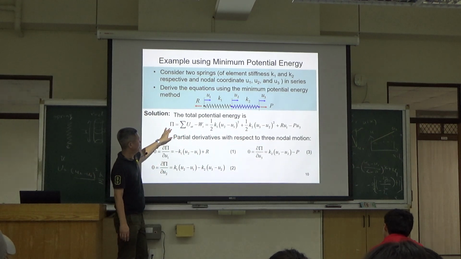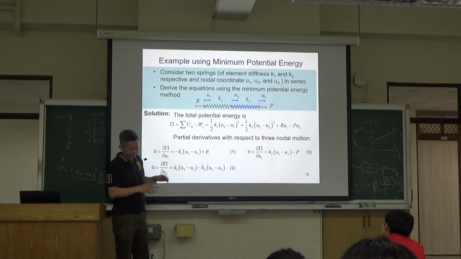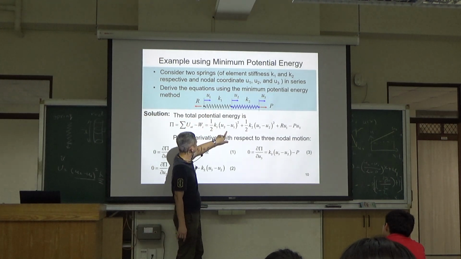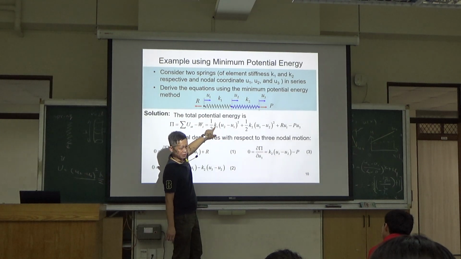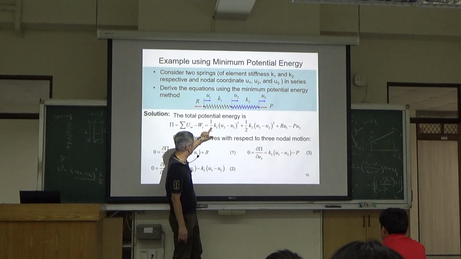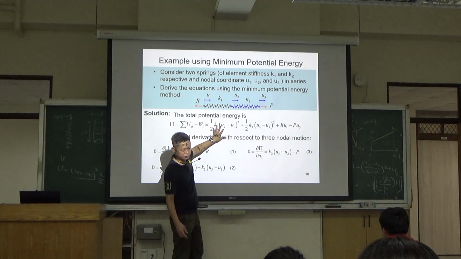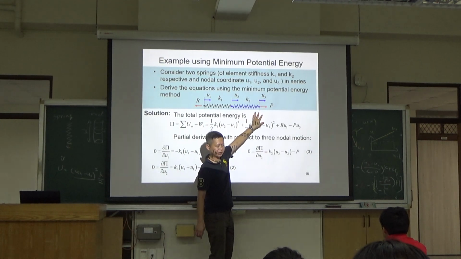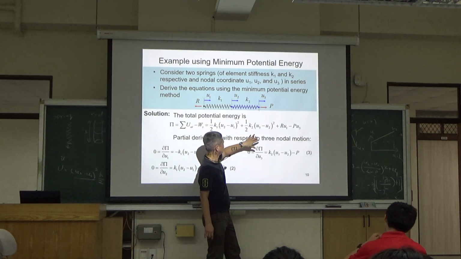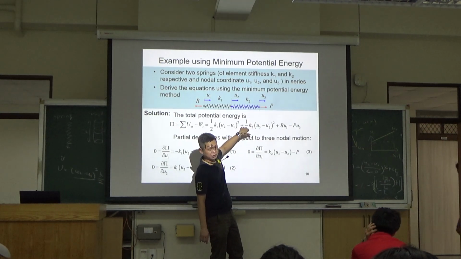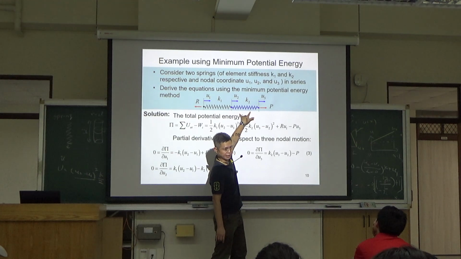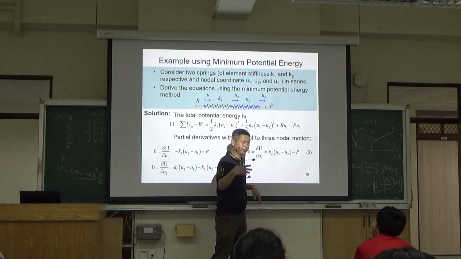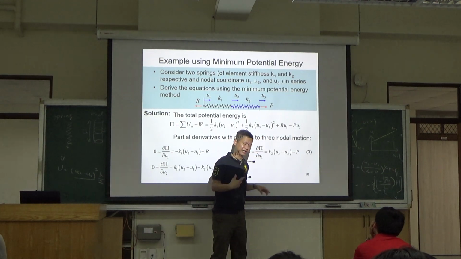So how do you write the total potential energy? Very simple. You take the extension of the first spring, square it, times K1 divided by 2, then you get the first contribution of the strain energy. And then next, take the strain energy contribution by the second spring. It's going to be half K2 times the extension of the second spring. Whether you write it U3 minus U2 or U2 minus U3 is the same because you're going to square it.